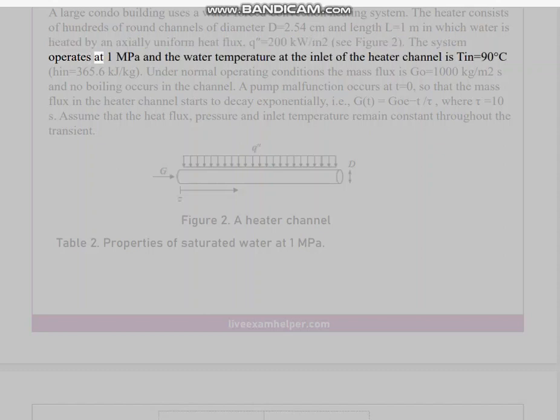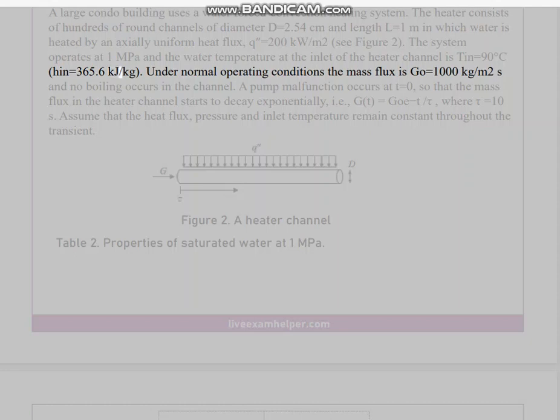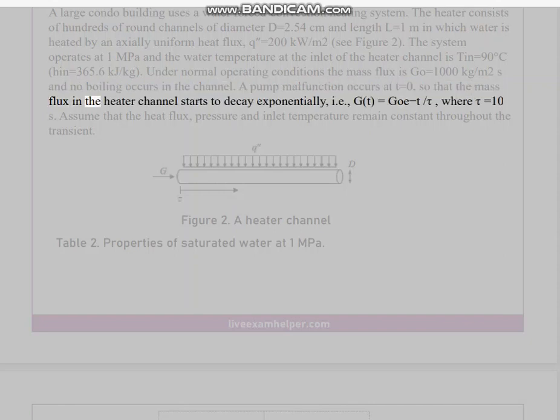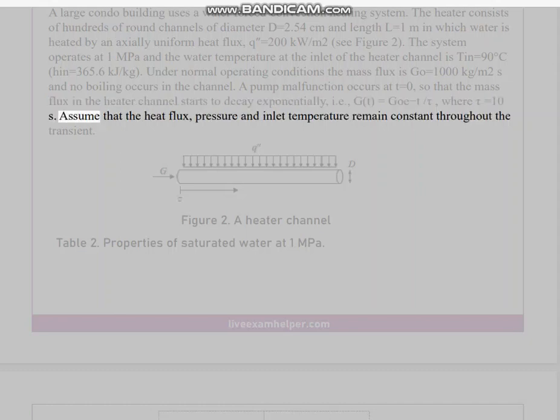The system operates at 1 MPa and the water temperature at the inlet of the heater channel is T_in equals 90 degrees C, h_in equals 365.6 kJ/kg. Under normal operating conditions, the mass flux is G_0 equals 1000 kg/m2s and no boiling occurs in the channel. A pump malfunction occurs at t equals 0, so that the mass flux in the heater channel starts to decay exponentially, i.e., G(t) equals G_0 e^(-t/tau), where tau equals 10 s. Assume that the heat flux, pressure and inlet temperature remain constant throughout the transient. Figure 2. A heater channel.